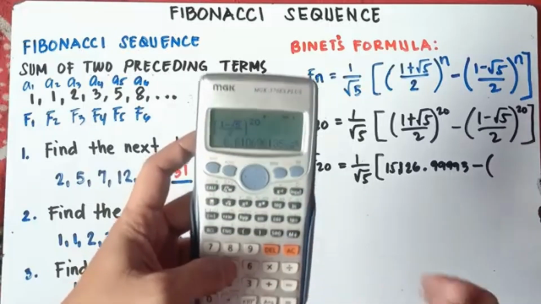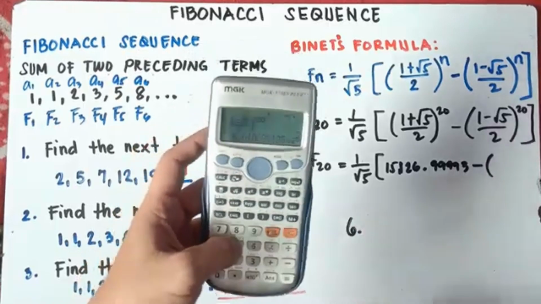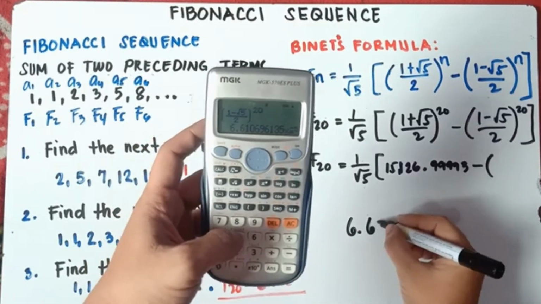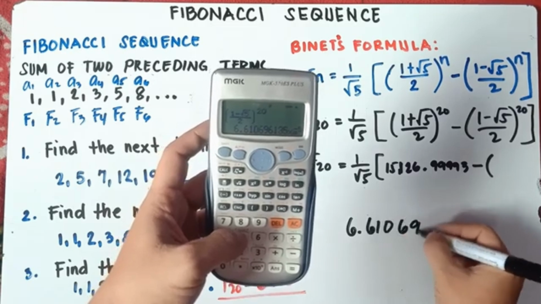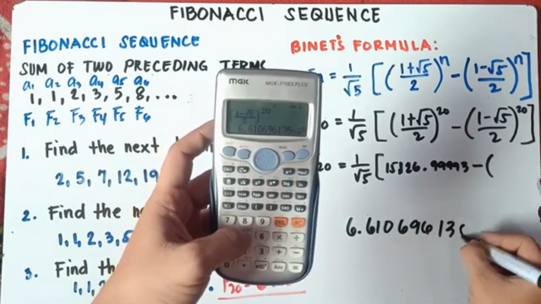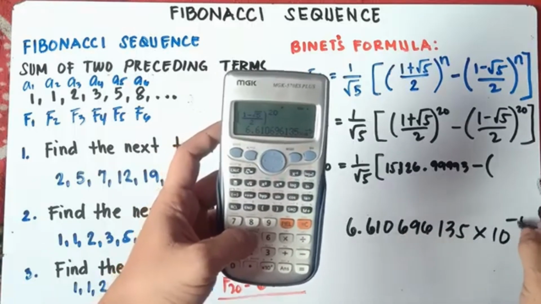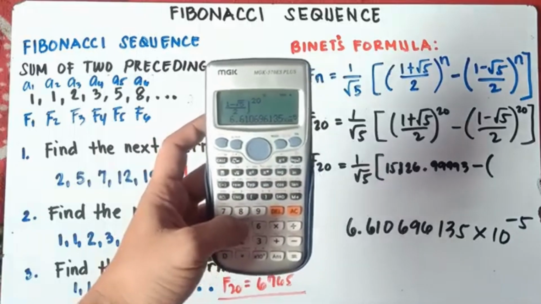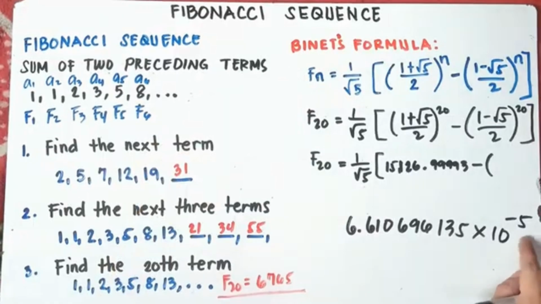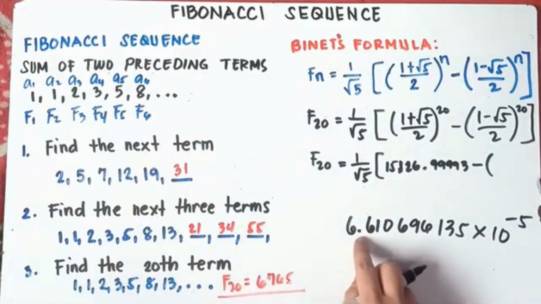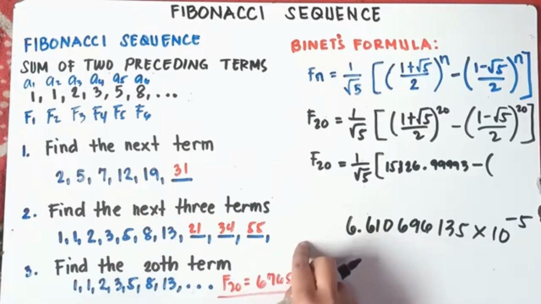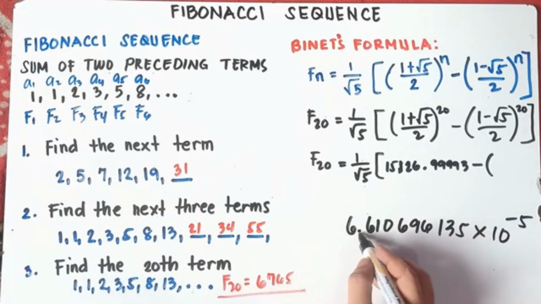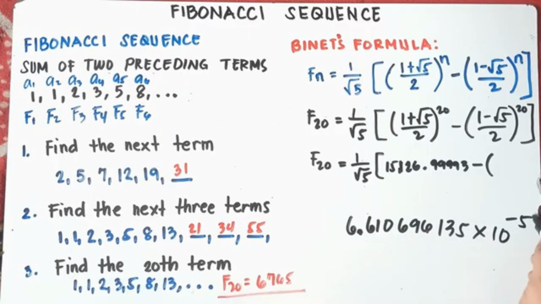Alright, so we have 6.610696135 times 10 raised to the power of negative 5. I hope you see this one class. This is actually scientific notation, class. So we convert this one. If this is negative 5, therefore you move the decimal 5 times to the left. This is positive, you go to the right.